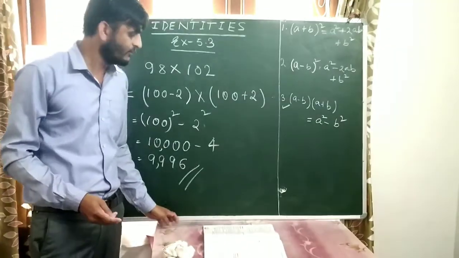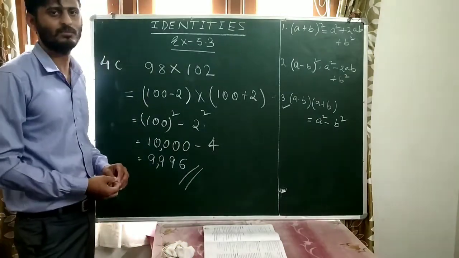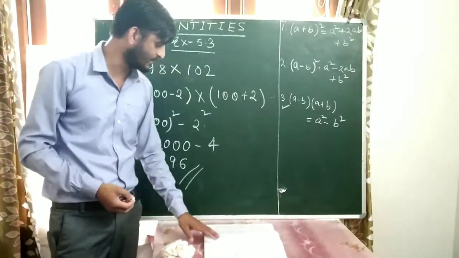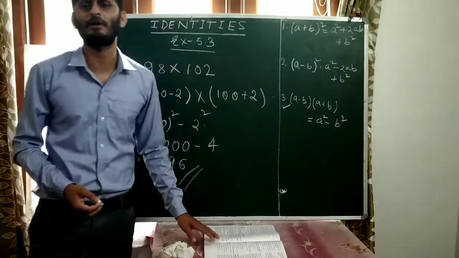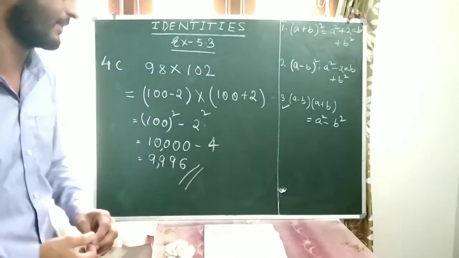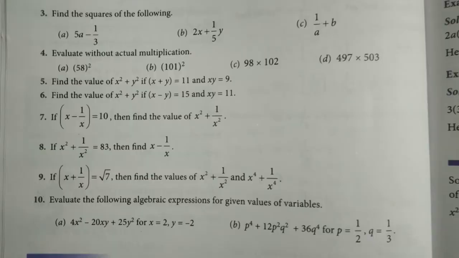So now if we move to the next part of the exercise, suppose I take question number 7. Let's see how to do question number 7. What is question number 7 asking us? In question number 7, it is given that x minus 1 by x is equal to 10. Then we have to find the value of x square plus 1 by x square.